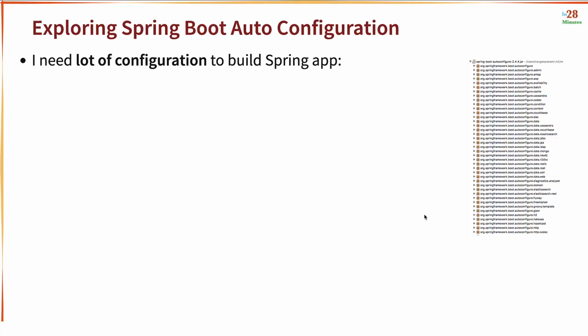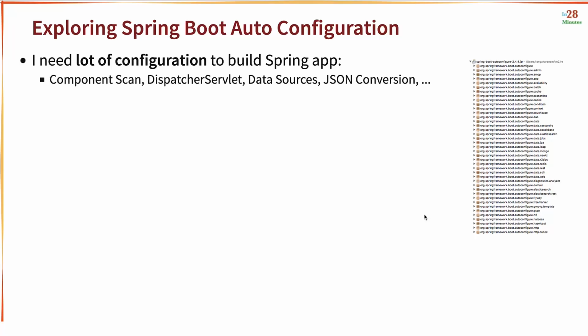In the last step, we talked about Spring Boot starter projects. In this step, let's look at Spring Boot auto configuration. Typically, whenever you want to build a web application with Spring Boot, you need a lot of configuration. You need to configure component scan, dispatcher servlet. If you want to talk to a database, you need to configure a data source. You need to configure conversion from bean to JSON, JSON to bean. So there are a lot of things that you need to configure to build a typical Spring application.